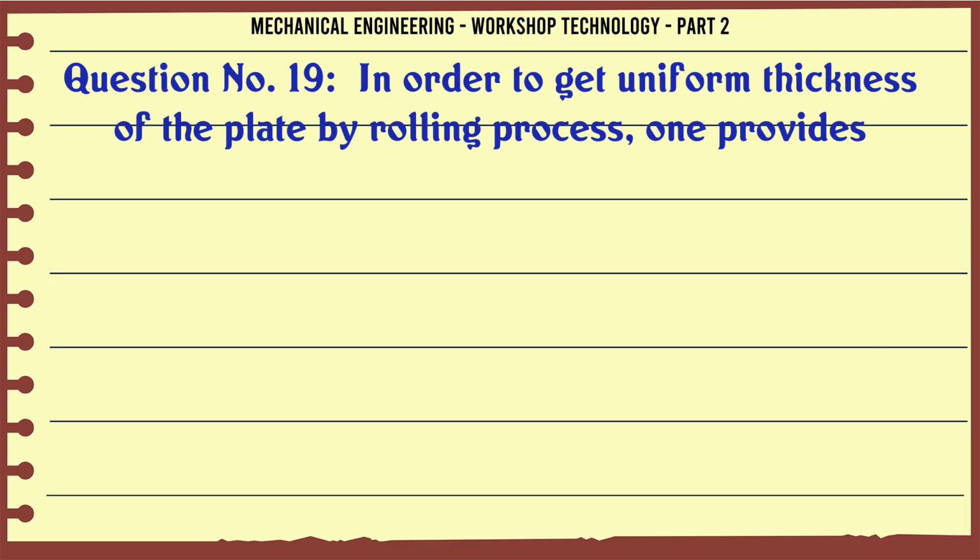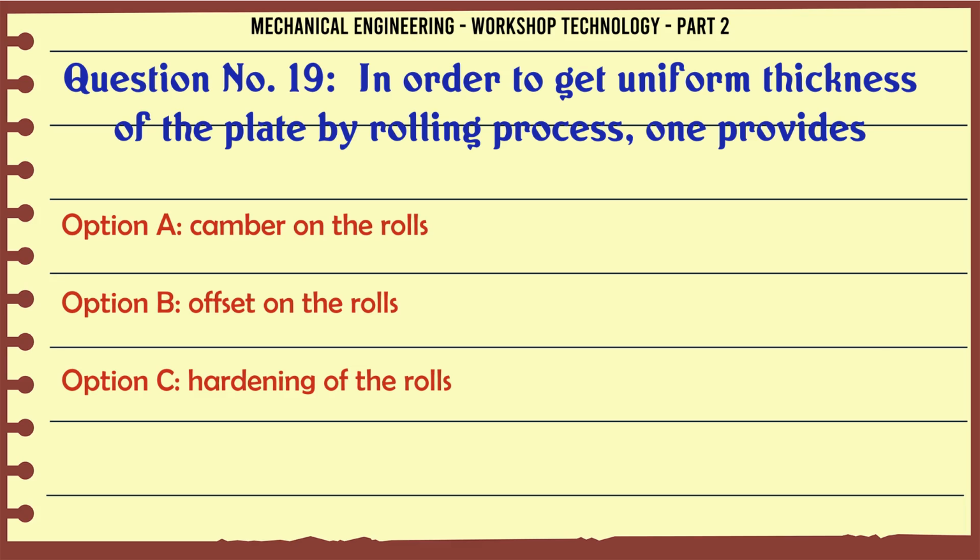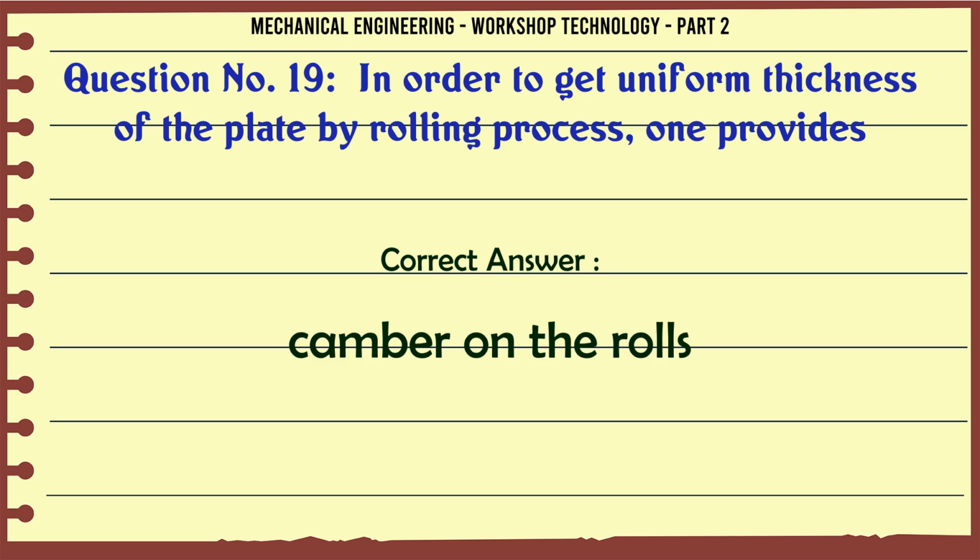In order to get uniform thickness of the plate by rolling process, one provides A. Camber on the rolls, B. Offset on the rolls, C. Hardening of the rolls, D. Anti-friction bearings. The correct answer is camber on the rolls.